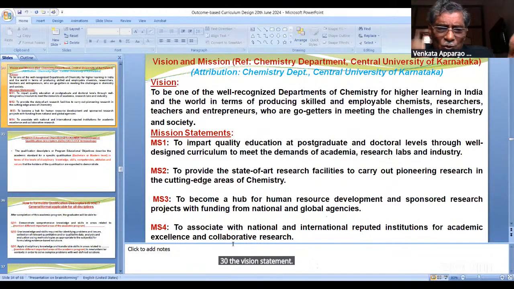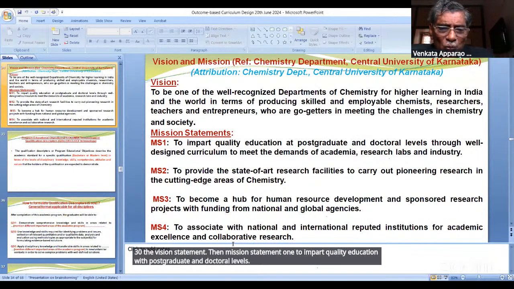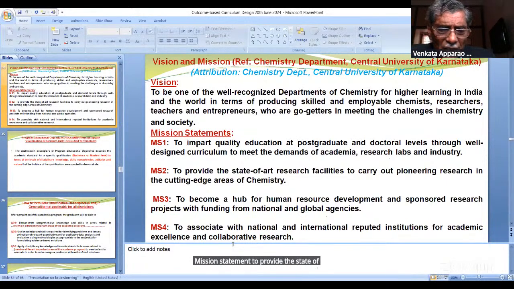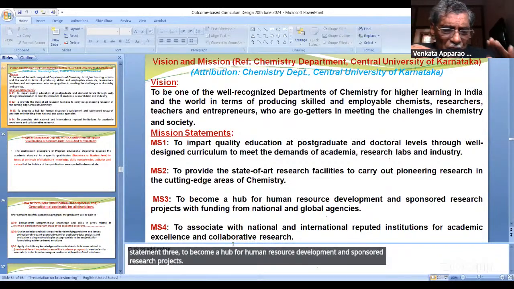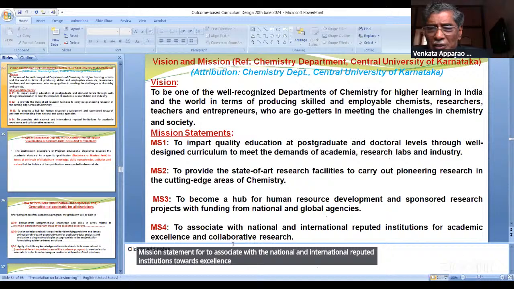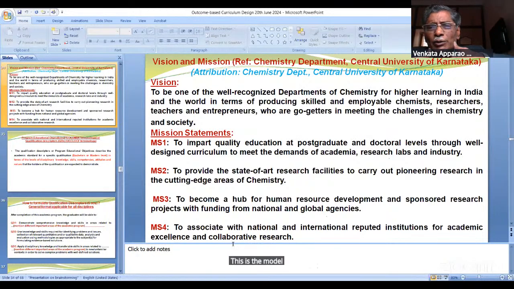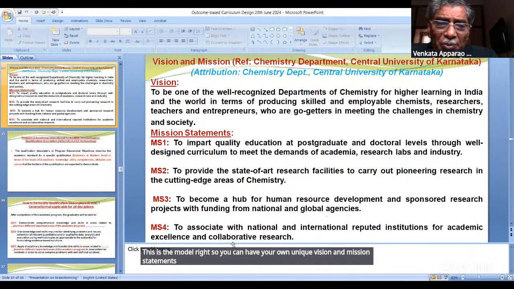Then mission statement 1: to impart quality education at postgraduate and doctoral levels. Mission statement 2: to provide state-of-the-art research facilities. Mission statement 3: to become a hub for human resource development and sponsored research projects. Mission statement 4: to associate with nationally and internationally reputed institutions towards excellence and collaborative research. This is the model, right? So you can have your own unique vision and mission statements according to your vision and mission.